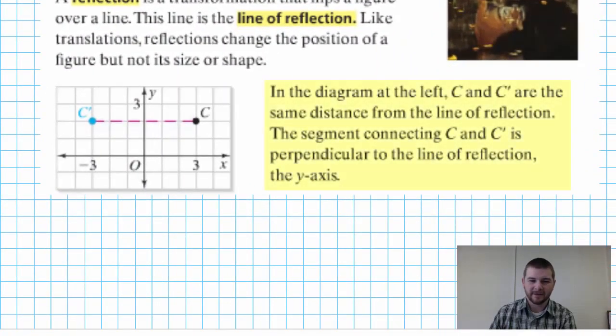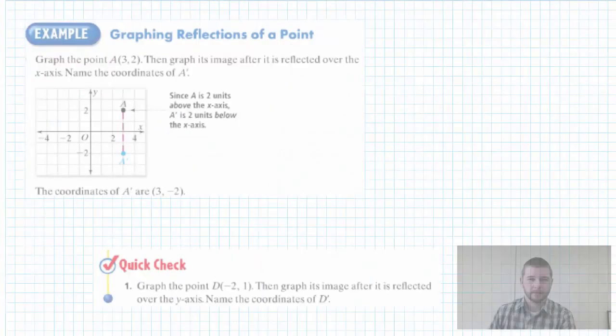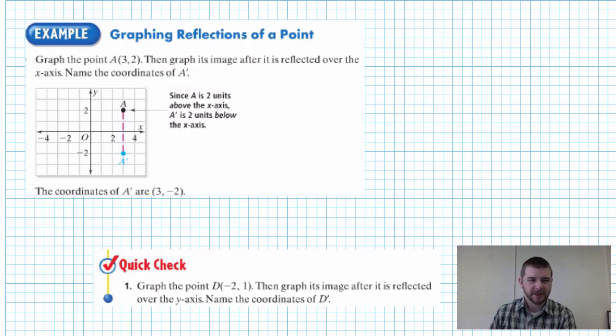In the diagram at the left, C and C prime are the same distance from the line of reflection. The segment connecting C and C prime is perpendicular to the line of reflection, the y-axis. And our first example problem in this section, graphing reflections of a point. Graph the point A at (3, 2), then graph its image after it is reflected over the x-axis. Name the coordinates of A prime.